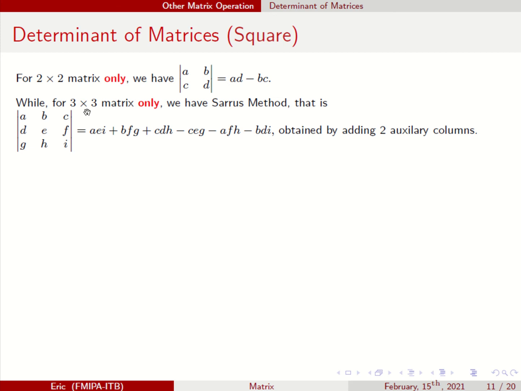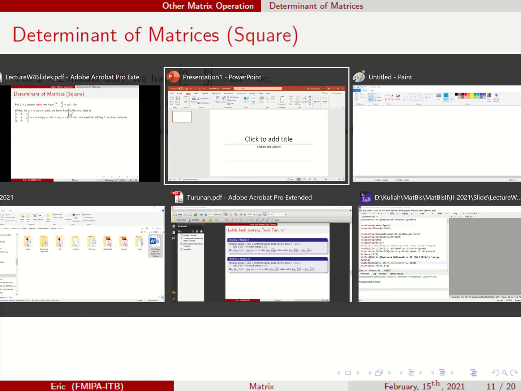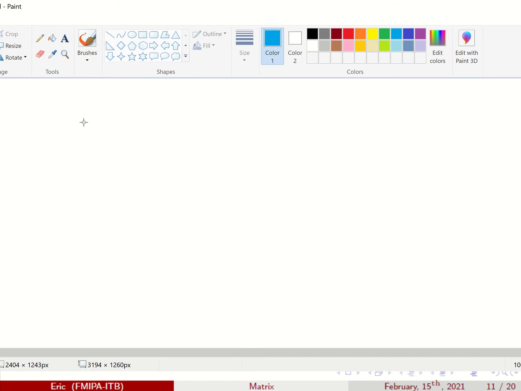What about a 3 times 3 matrix? For a 3 times 3 matrix, you can use Sarrus' method. If you remember, you have this. If you want to find the determinant, the symbol of the determinant is this one. You are not using this notation. You have this notation for determinant.